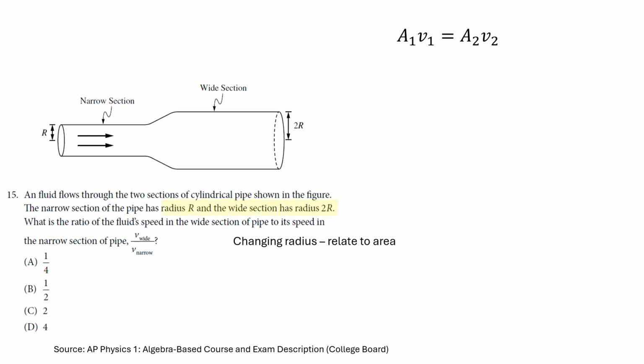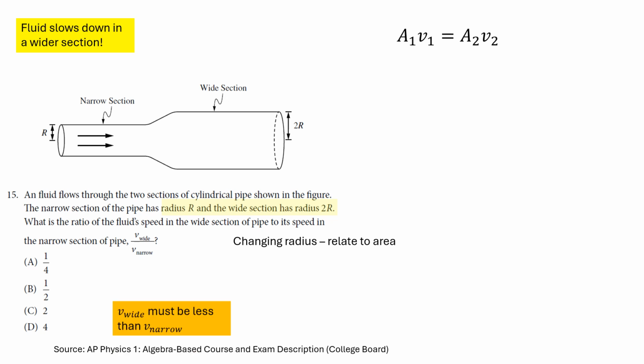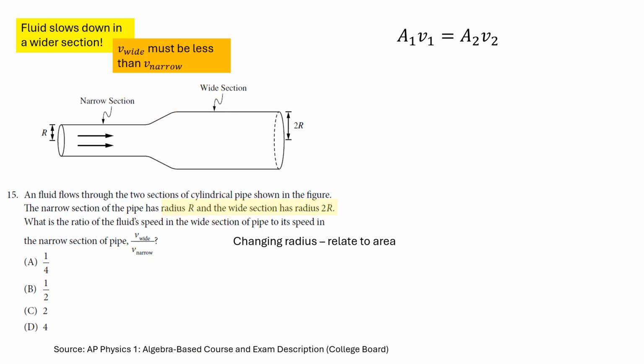The thing that's changing is the radius of the pipe. So at some point I need to relate that to the area of the pipe. The fluid is going to slow down when it gets to a wider section. So as the area gets bigger, the fluid is going to go slower. So V wide has to be less than V narrow. So what I'm going to do, kind of sneaking a peek at the answers I'm given, is try to eliminate at least half of them, because two of them have a ratio greater than 1 and the other two have a ratio less than 1.